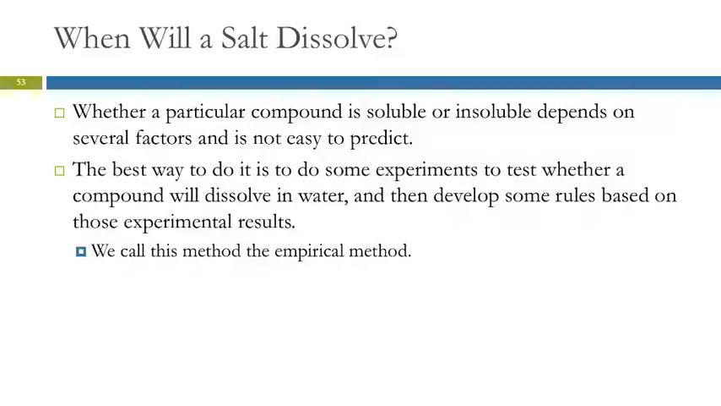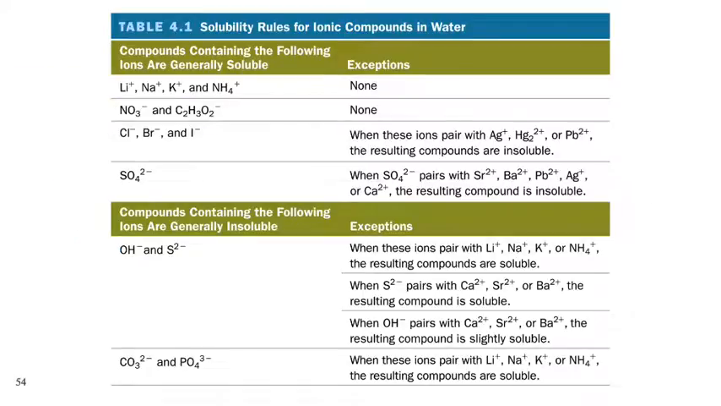And lots of different people tested this and compared their results. And then they looked at the results, and then you try to see patterns in it so that you don't have to memorize everything. So this empirical method, we get some rules that can help us to predict solubility. So here are the solubility rules for ionic compounds as presented in your textbook, and these are the ones that I want you to learn.